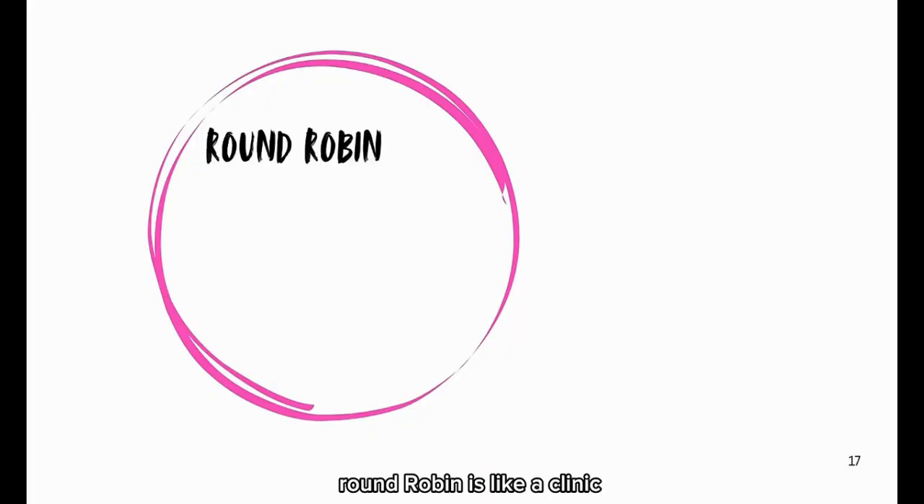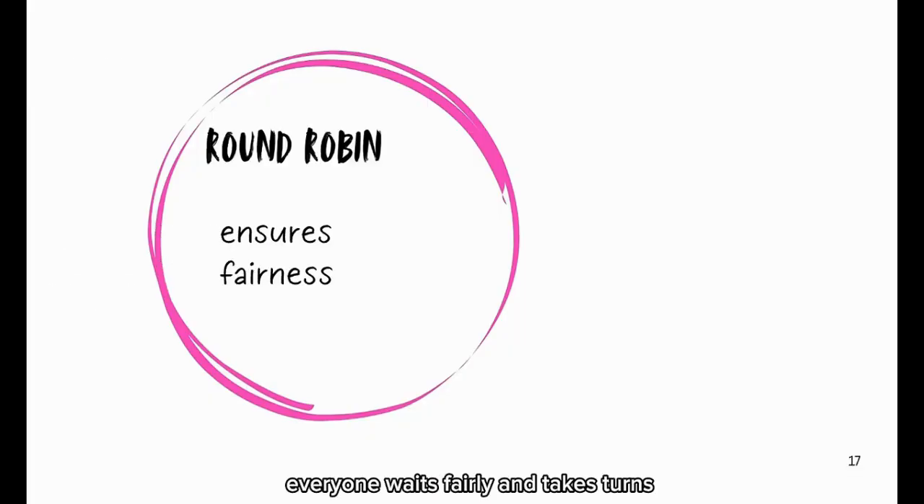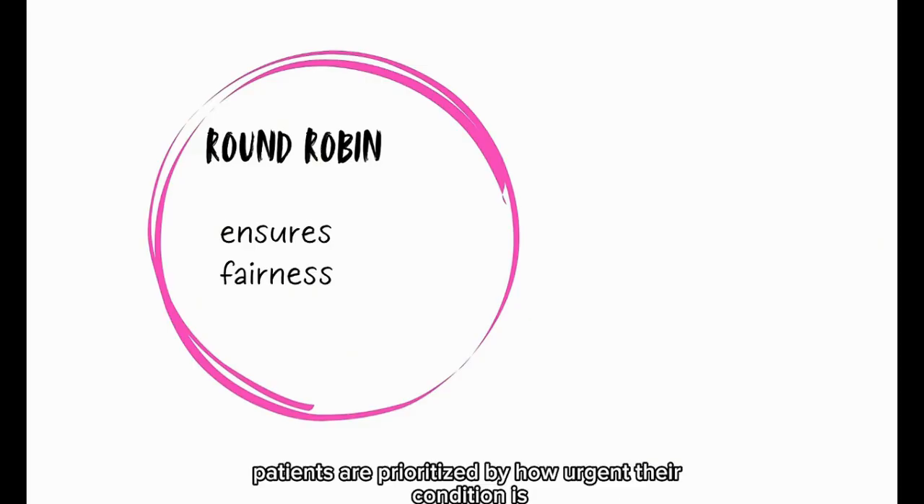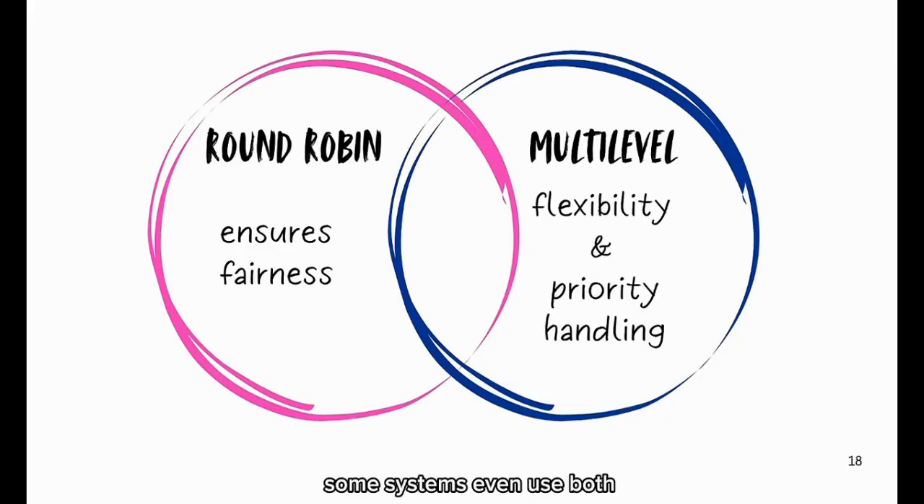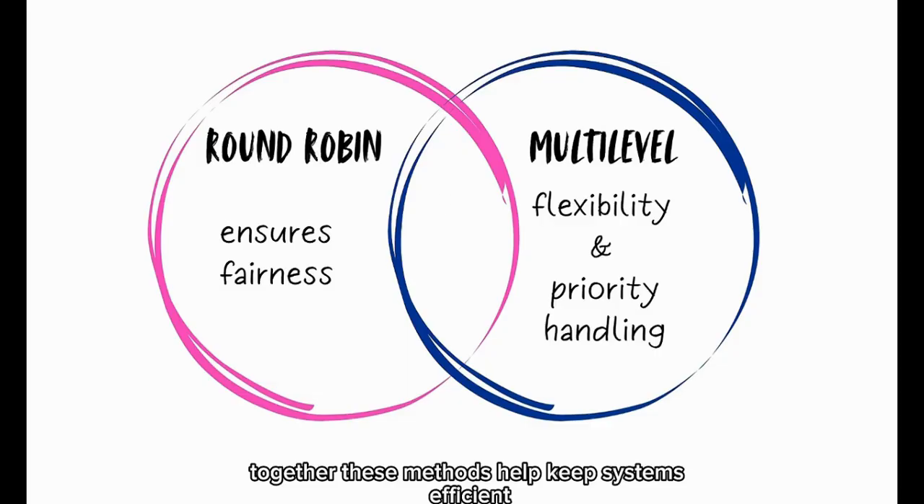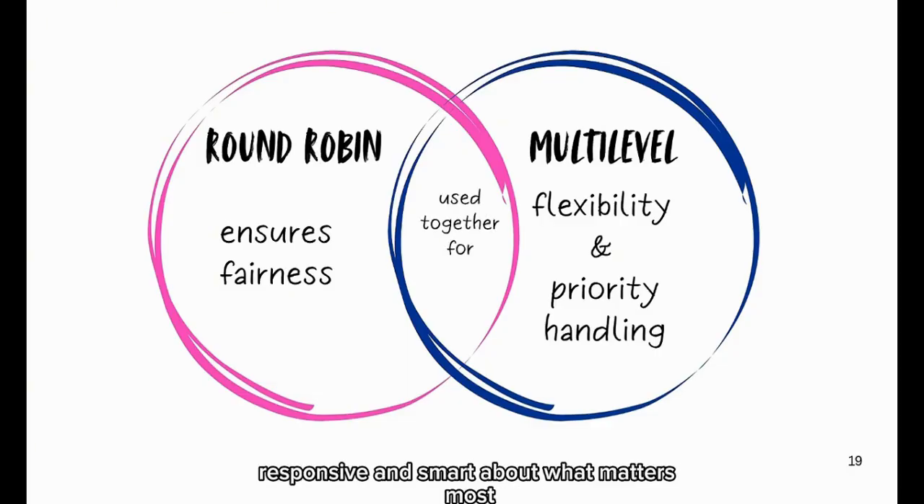Round robin is like a clinic. Everyone waits fairly and takes turns. Multi-level scheduling is like a hospital. Patients are prioritized by how urgent their condition is. Some systems even use both, rotating fairly within each priority level. Together, these methods help keep systems efficient, responsive, and smart about what matters most.